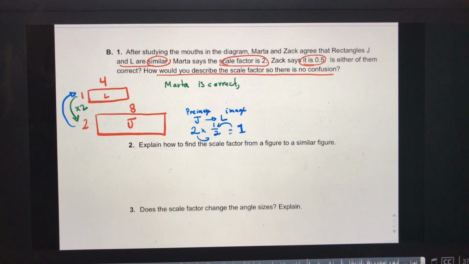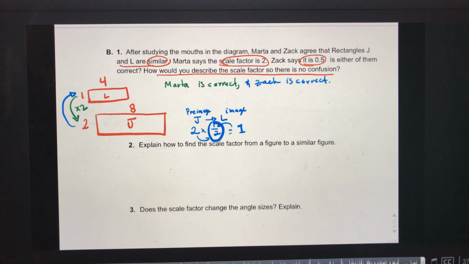Okay, erase this a little bit. There you go. 1 to 2. Okay, now is Zach correct? Yes, Zach is also correct. Marta is correct, and Zach is correct.